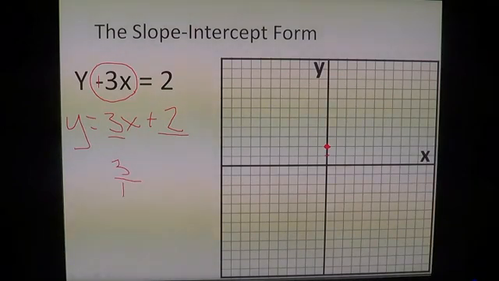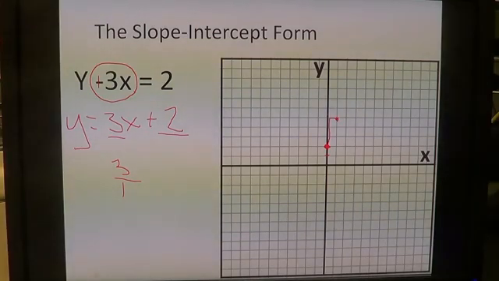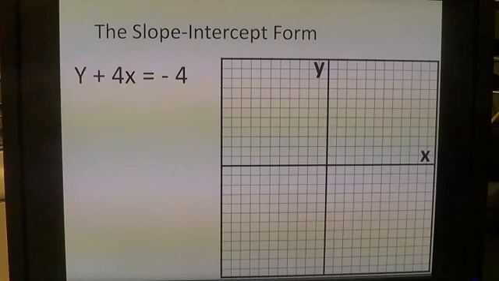So I go positive up 3, 1, 2, 3, over 1. And then I go positive 3, 1, 2, 3, over 1, and plot my point. Plot my point, and put a straight line on that, and it would look something about like that. So that's the way you would graph this. You really only need to plot 2 points if it's a straight line.